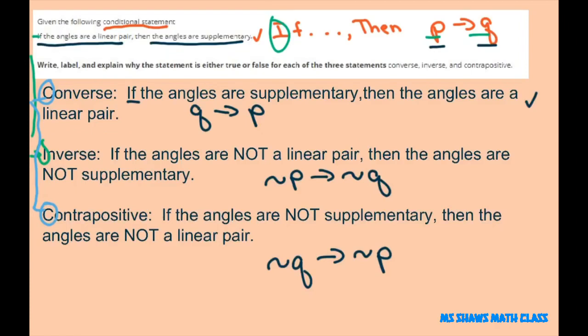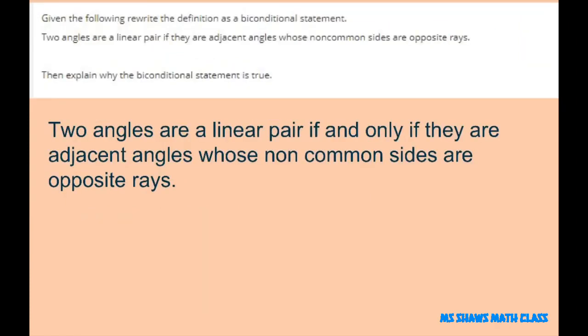And then we also have an example of a biconditional. Two angles are a linear pair if they're adjacent angles whose non-common sides are opposite rays. So let's explain why the biconditional is true. So here's your biconditional. Two angles are a linear pair if and only if they are adjacent angles whose non-common sides are opposite rays. So it's true because you can switch the P's and Q's.